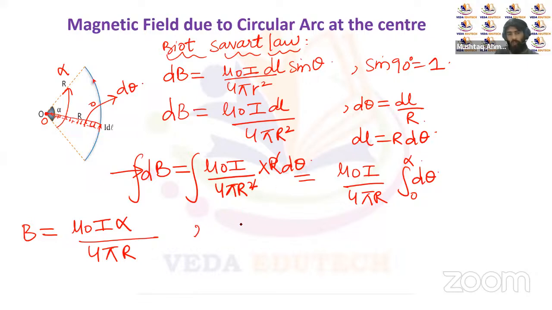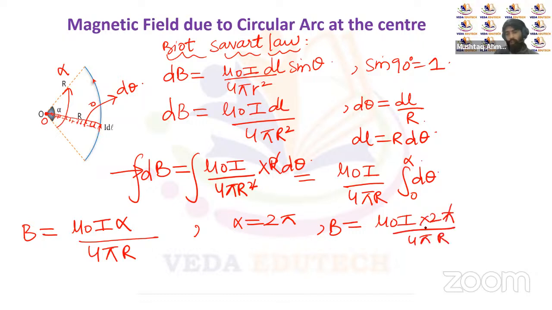Let's suppose for the complete circle, alpha will be equal to 2 pi. So we can write B is equal to mu naught I times 2 pi upon 4 pi r. The pi and pi will get cancelled, and we'll be left with mu naught I upon 2r. That's the magnetic field due to the complete circle at its center. So this is the magnetic field we calculated due to a circular arc.